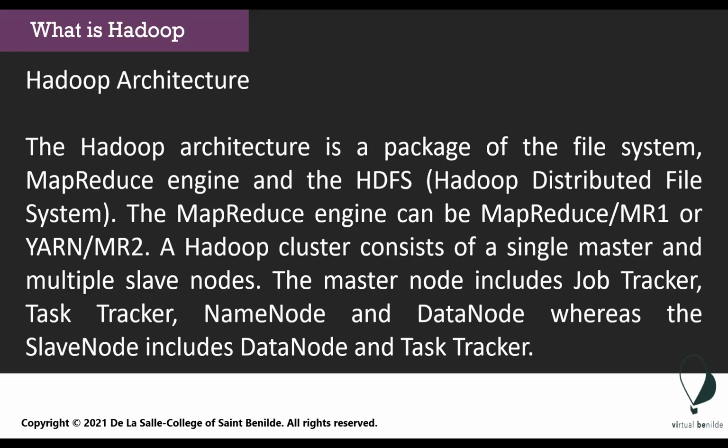The master node includes job tracker, task tracker, name node, and data node. Whereas the slave node includes data node and task tracker. Okay, so it's a bit confusing, guys, no? So please remember all of these nodes. Okay? And later on, I'm going to discuss each one by one.